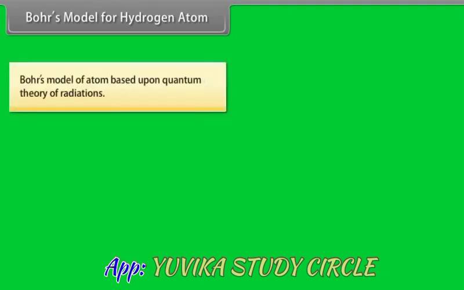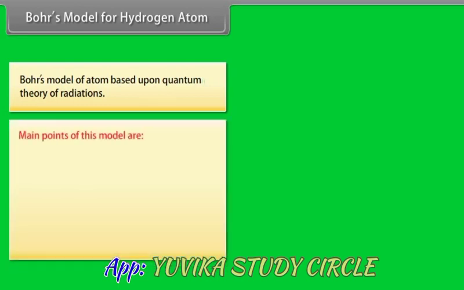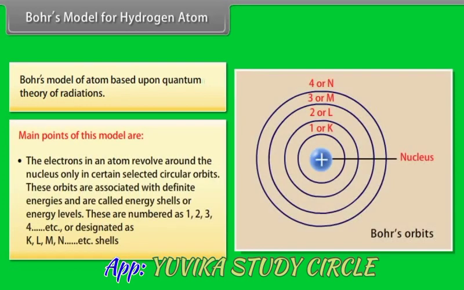Bohr's model for hydrogen atom. Bohr's model of atom is based upon quantum theory of radiations. Main points of this model are: the electrons in an atom revolve around the nucleus only in certain selected circular orbits. These orbits are associated with definite energies and are called energy shells or energy levels. These are numbered as 1, 2, 3, 4, etc. or designated as K, L, M, N etc.